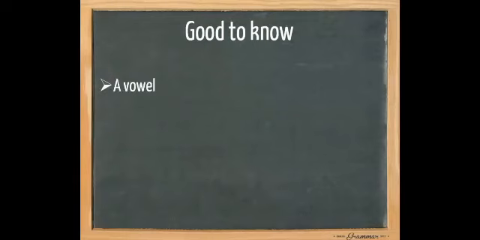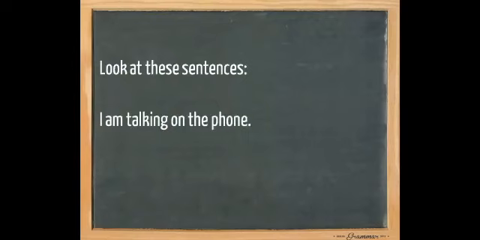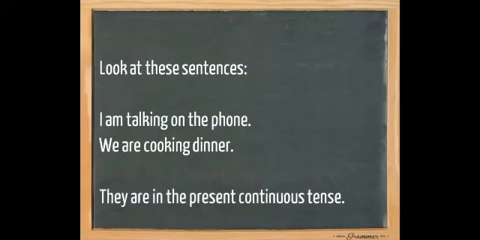It's also good to know that when I say a vowel, I mean A, E, I, O, U. When I say a consonant, I mean all the other letters in the alphabet. Now let's get started. Look at these sentences. I am talking on the phone. We are cooking dinner. Both these sentences are in the present continuous tense.